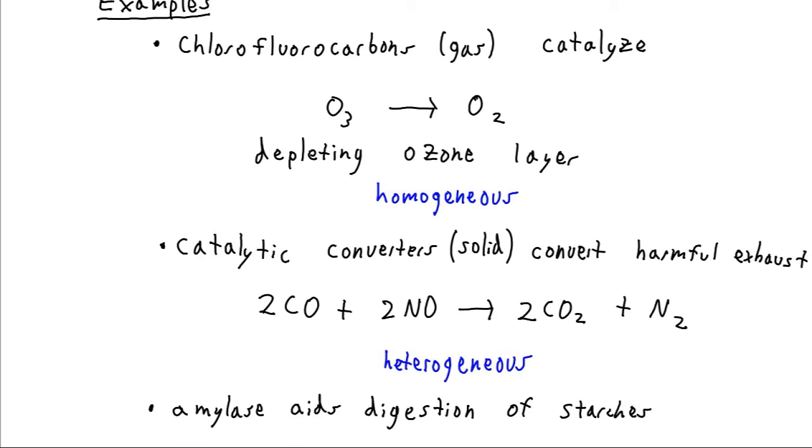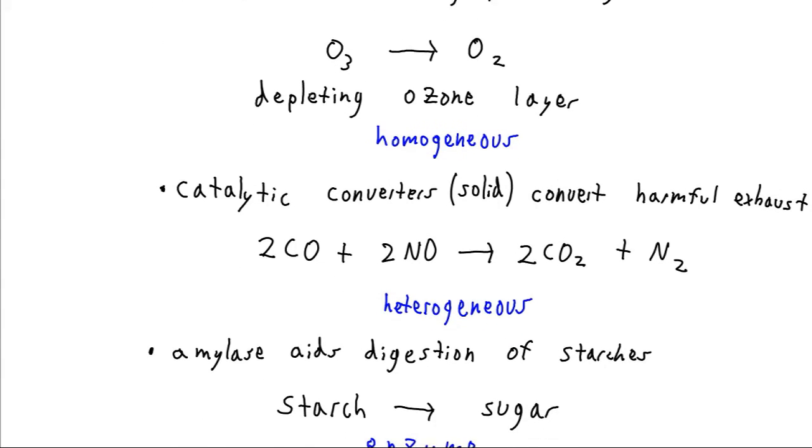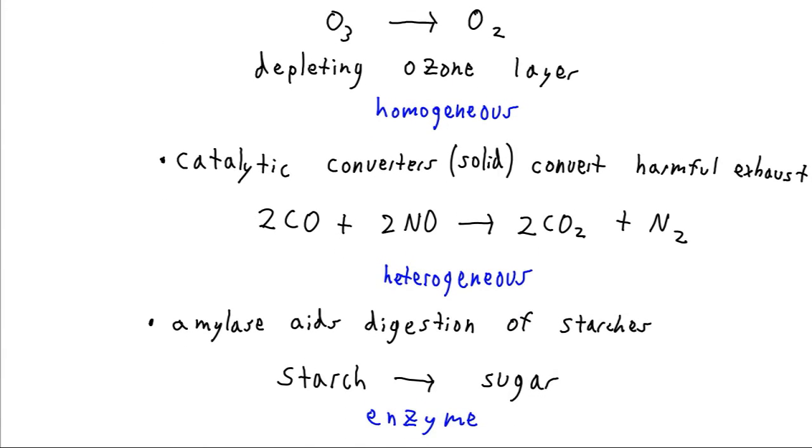Amylase is an enzyme which aids in the digestion of starches, converts them into sugar. So when you eat something that's starchy, like maybe potato chip or something, you might notice a slight sweet taste in your mouth as you're chewing. And that's because the amylase in your saliva is breaking down the starch in the potato and converting it into sugar.